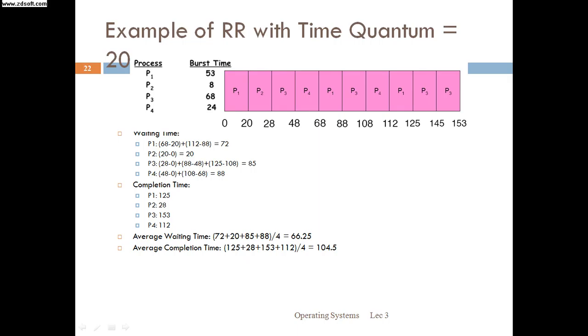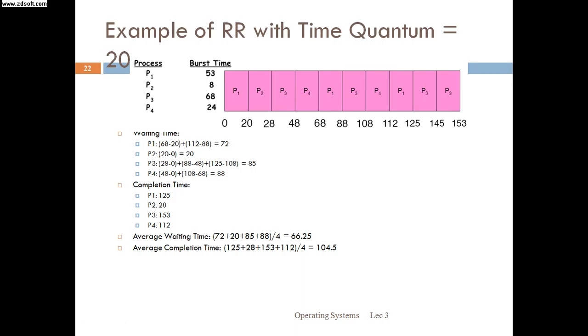After the time expires, we give a chance to the next process. The remaining 33 milliseconds will get executed in the next turns. Likewise P3, P4 will get executed only for 20 milliseconds in the first round, and in the second round the processes P1, P3, because P2 gets completed in the first round itself. This is how it proceeds, and finally ends at 153 milliseconds.